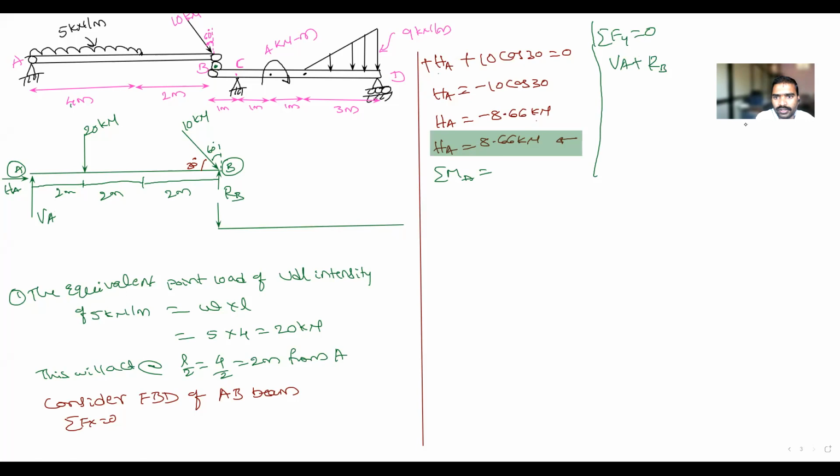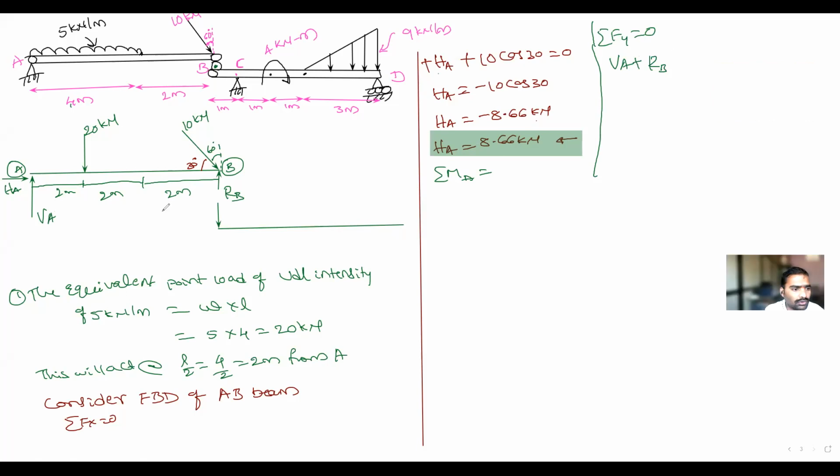RB is equal to what are the downward moving forces? 20, then again the vertical component of 10, that is 10 sin 30 with respect to horizontal. So VA plus RB is equal to 10 sin 30, which is half, 5 plus 20, 25. So this is equation number 1.